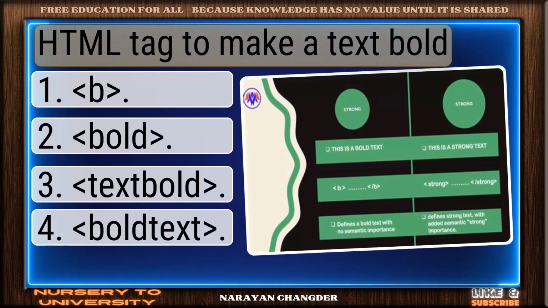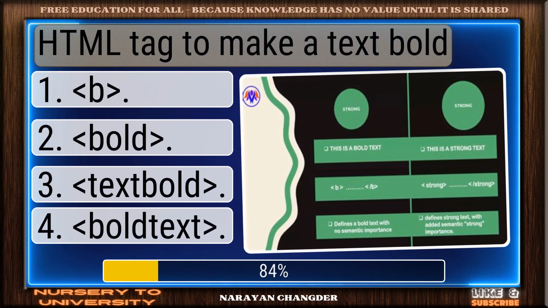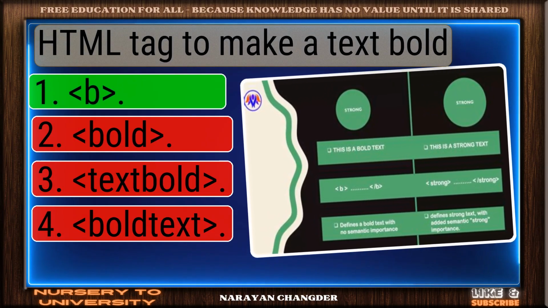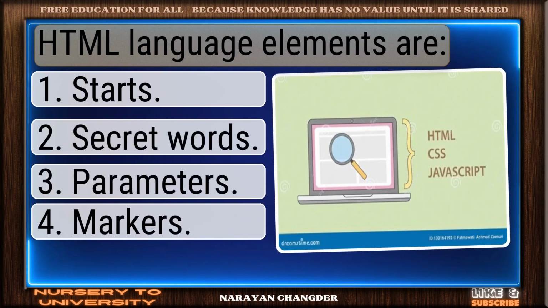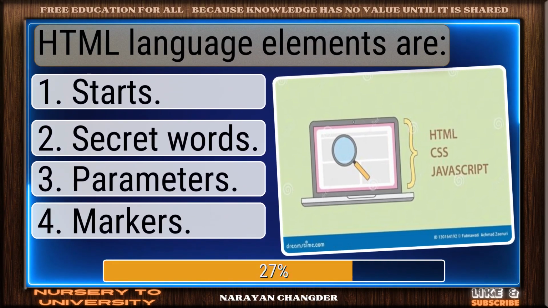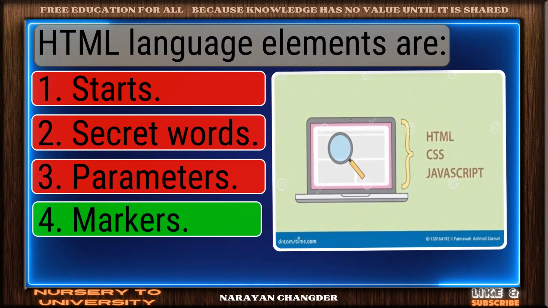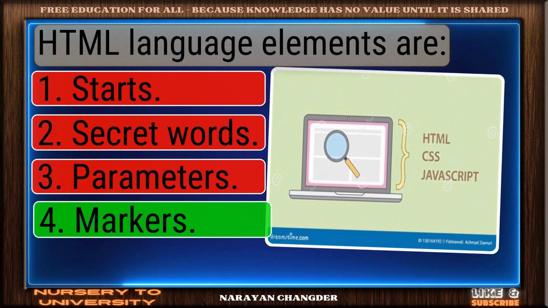Question number 25. HTML tag to make a text bold. On track. B is the correct answer. Question number 26. HTML language elements are. Sharp thinking. Markers is the right choice.